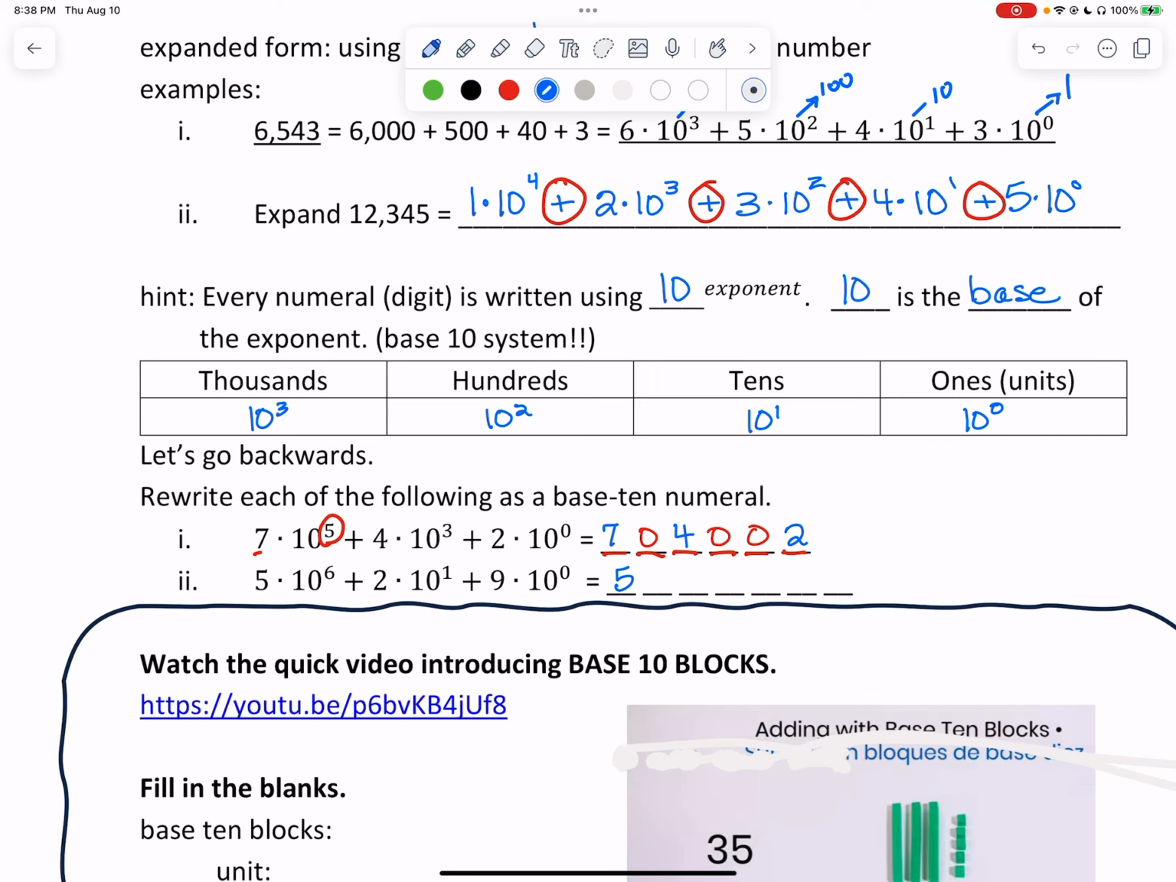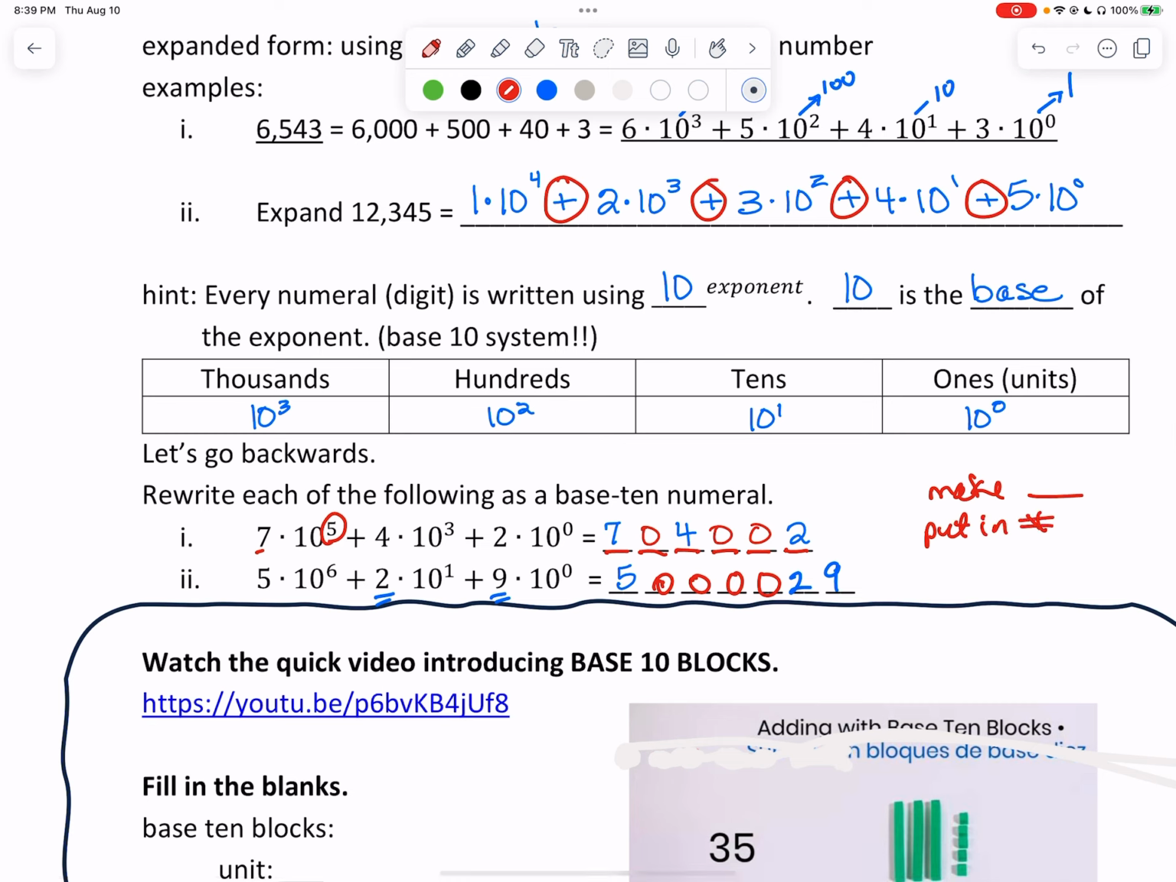So we've got 5 in the 10 to the 6th. It helps me to do this: 6, 5, 4, 3, 2, 1, 0 underneath. So then I know the 2 goes where it's 10 to the 1st. So there's my 2. And this one goes where it's 10 to the 0, so that goes right here. And then I'm going to go ahead and put my zeros and fill in those spots. Okay, so your tricks are to make these blanks, put in your numbers, and then put in the zeros.